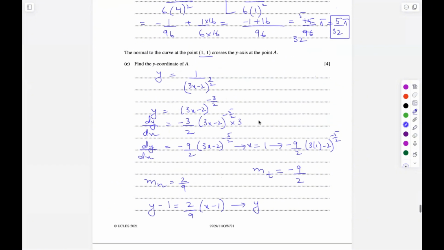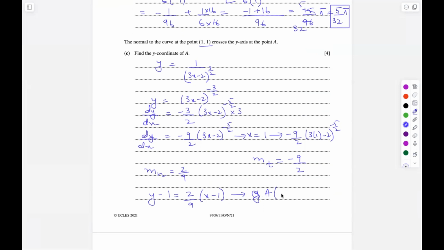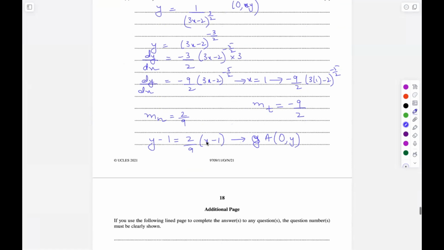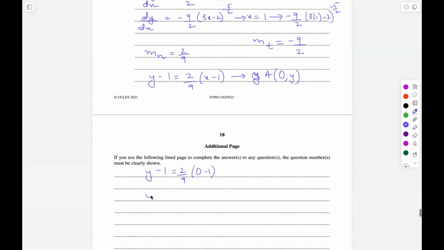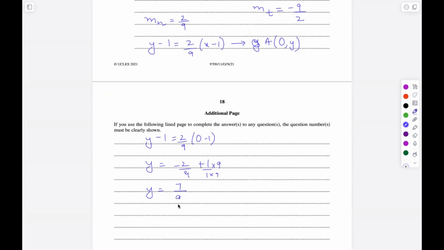To find the y coordinate of A, we know that A will have coordinates (0, y) as it is crossing the y-axis. So the x value will be 0. Substituting x equals to 0 into this expression, we will get y minus 1 is equals to 2 upon 9 into (0 minus 1). Simplifying this, we'll get y equals to minus 2 upon 9 plus 1. And finally simplifying this, taking the LCM, this will become minus 2 plus 9, which is 7. So the y coordinate for A will be positive 7 upon 9.